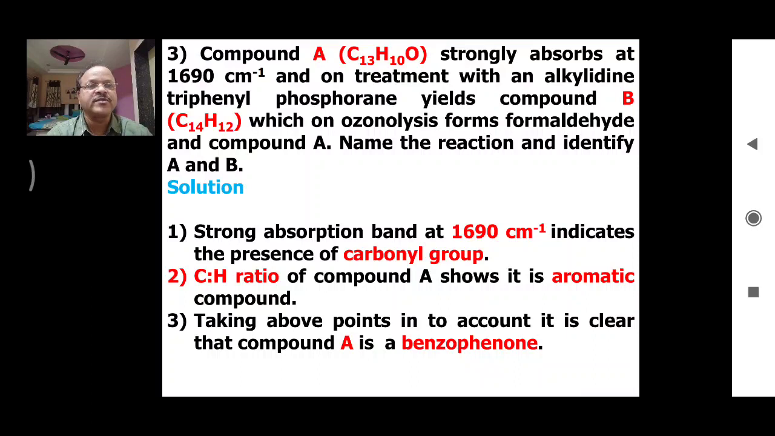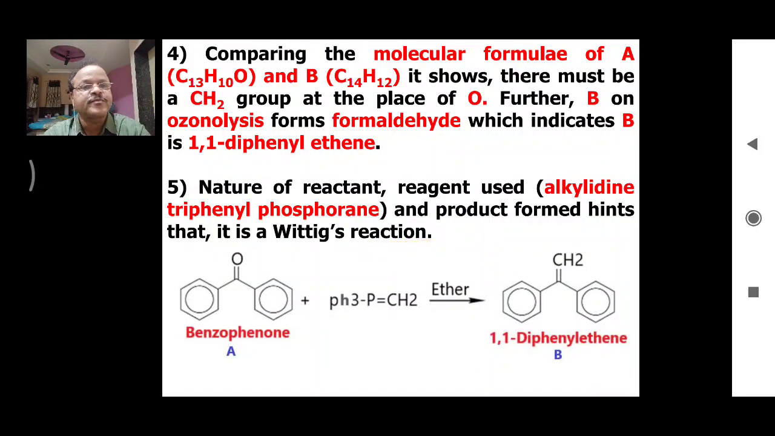Aldehydes or ketones when treated with Wittig's reagent, we obtain the corresponding compounds. Now let us assign the structure for compound A and B. A strong absorption at 1690 inverse centimeter indicates the presence of a carbonyl group, that is the C double bond O group.